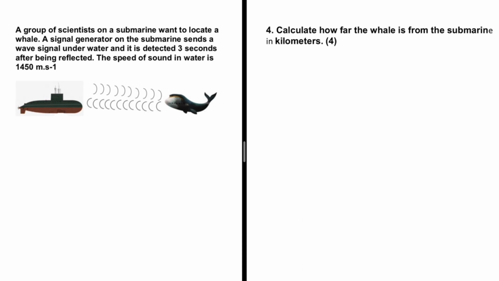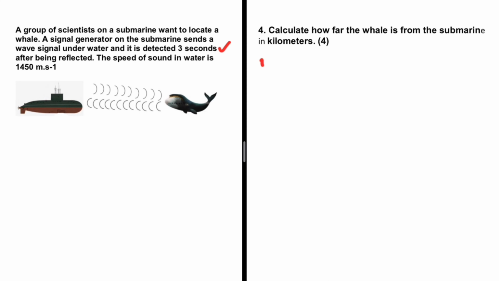The second part of the question is quite interesting. A group of scientists on a submarine want to locate a whale. A signal generator on the submarine sends a wave signal underwater, and it is detected 3 seconds after being reflected by the whale. The speed of sound in water is 1,450 meters per second. The question says, calculate how far the whale is from the submarine in kilometers.